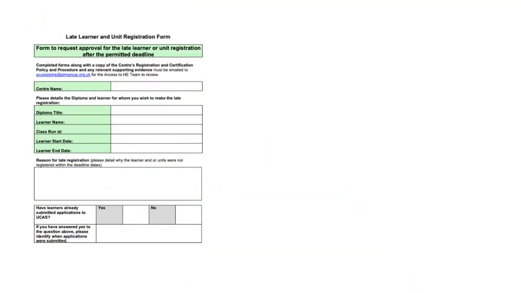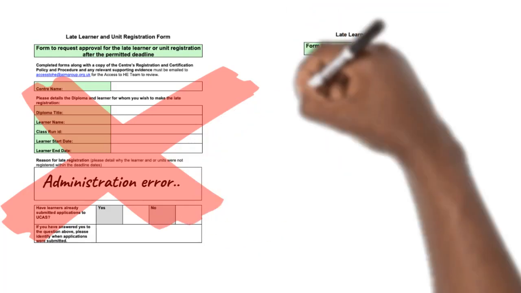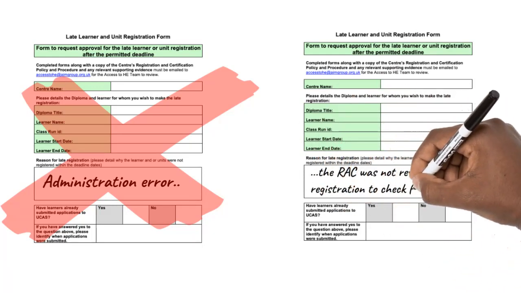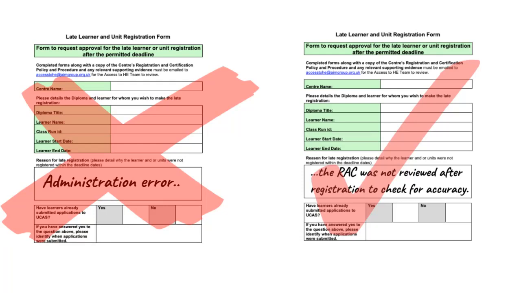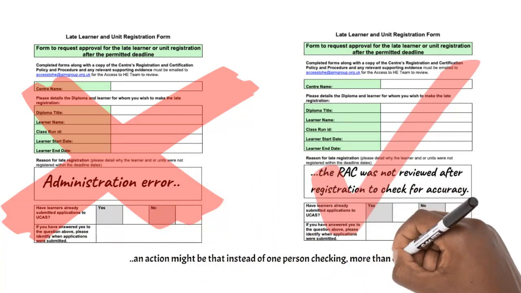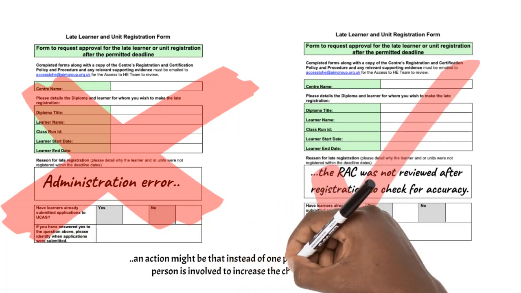For example, please don't simply write administration error, but provide a full explanation such as how the administration error occurred. For instance, you may say that the RAC was not reviewed after registration to check for accuracy. The action might be that instead of one person checking, more than one person is involved to increase the chances of spotting errors.